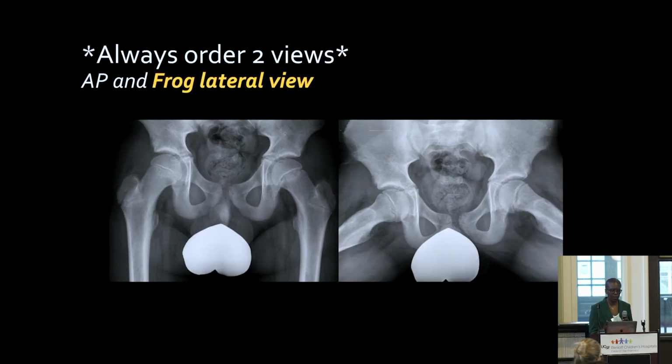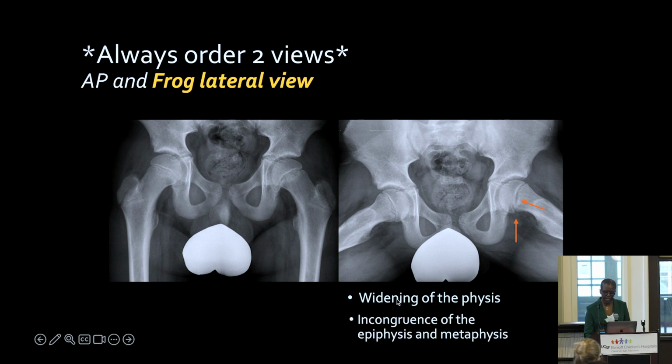But this is again to remind us to always get two views. We want that frog lateral because now the findings are much more obvious: the widening of the femoral neck, and you can see this incongruity between the femoral neck and head.